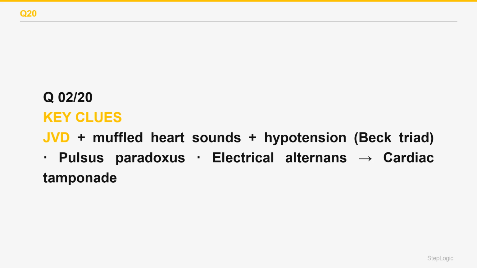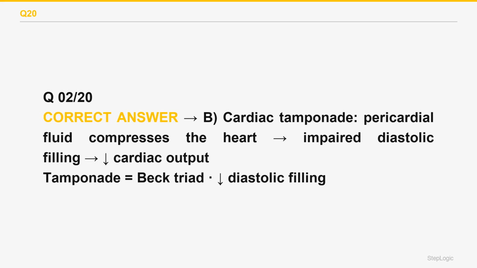The classic Beck triad reflects this: hypotension, low output, distended neck veins, elevated JVP, impaired venous return backing up, and muffled heart sounds. The fluid muffles them. The correct answer is B. Two additional signs confirm it.